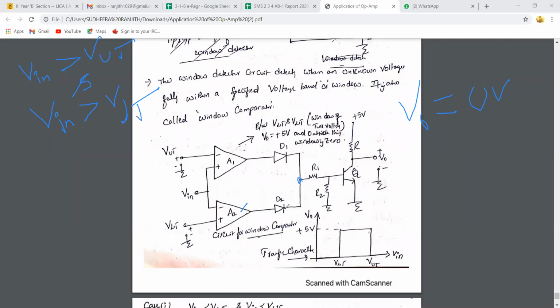D1 is forward bias, D2 is reverse bias. The output of A1 is plus Vsat. Output of A2 is minus Vsat. What is the voltage at this point? Plus Vsat. Right, plus Vsat.